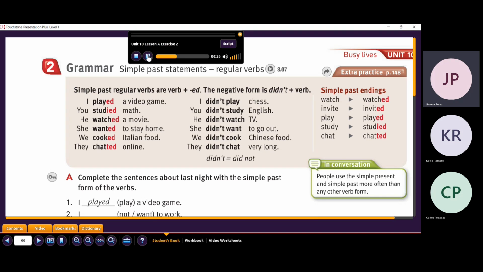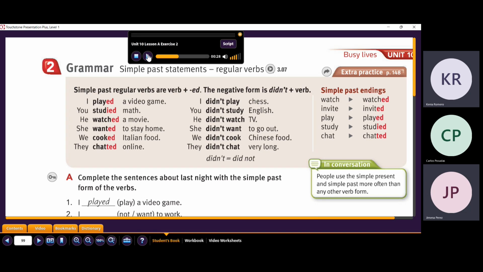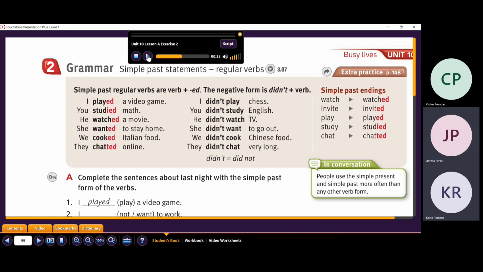You studied math. You didn't study English. He watched a movie. He didn't watch TV.